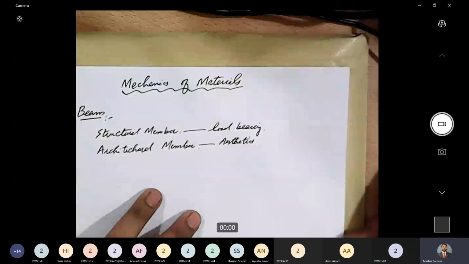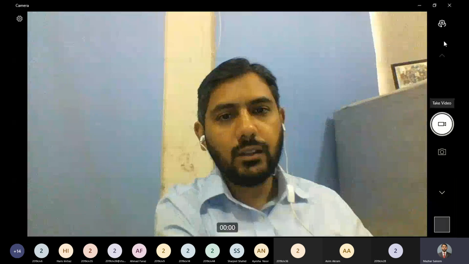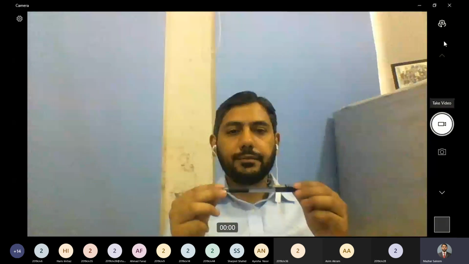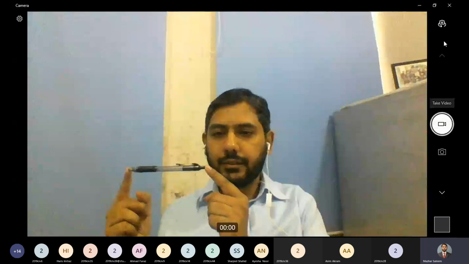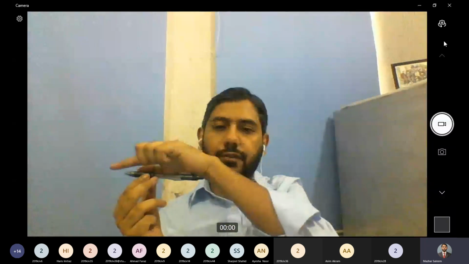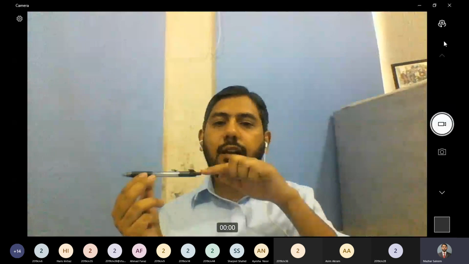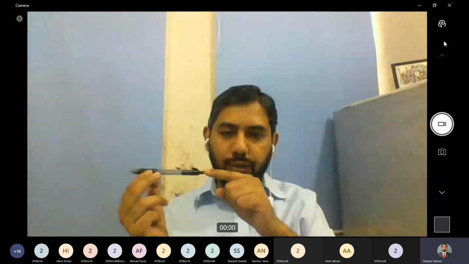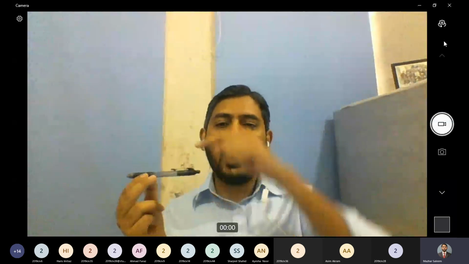Transverse load. Okay, let me explain it again. What do we mean by transverse load? Okay, this member, a horizontal member, right? Where is the longitudinal axis of this member? It runs along the length of the member. And what do we mean by transverse load? By transverse load, I mean any load that acts perpendicular to the longitudinal axis of the member, like vertical.